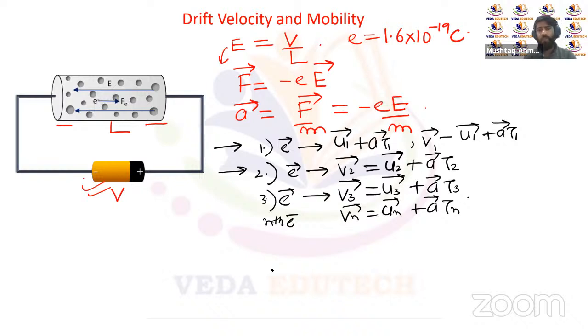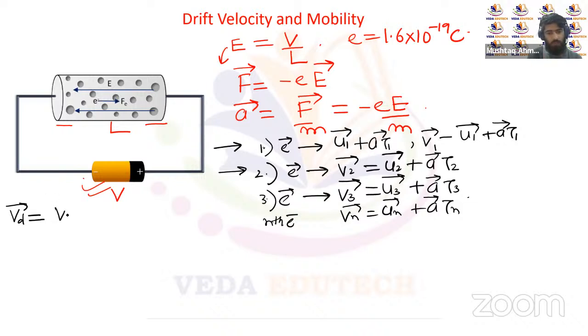We can see that each and every electron has a different time between two successive collisions, and different initial velocities, so the final velocities are also different for different electrons, right? So we define the average speed for these electrons with which they are moving. This average speed is what we call drift velocity, right?